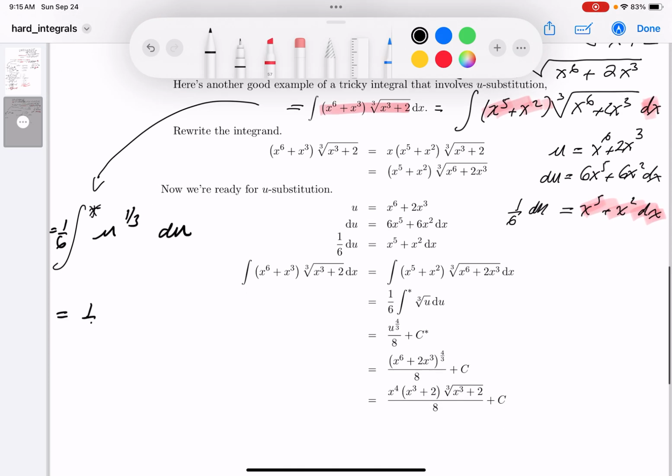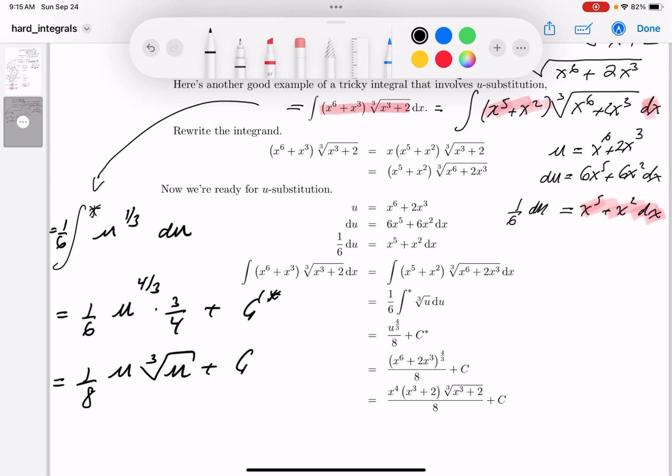What do you get? 1/6 u. You're going to increase that exponent by 1, so it's 4/3. And then you're going to divide by 4/3, or multiply it by its reciprocal 3/4, plus some constant of integration. Well, let's write that down. And I'm looking at it. I'm going to say it's now 1/8. I'm reducing the fraction at this point. And then 4/3 is really a u and then a cube root of u, and then plus some constant of integration.